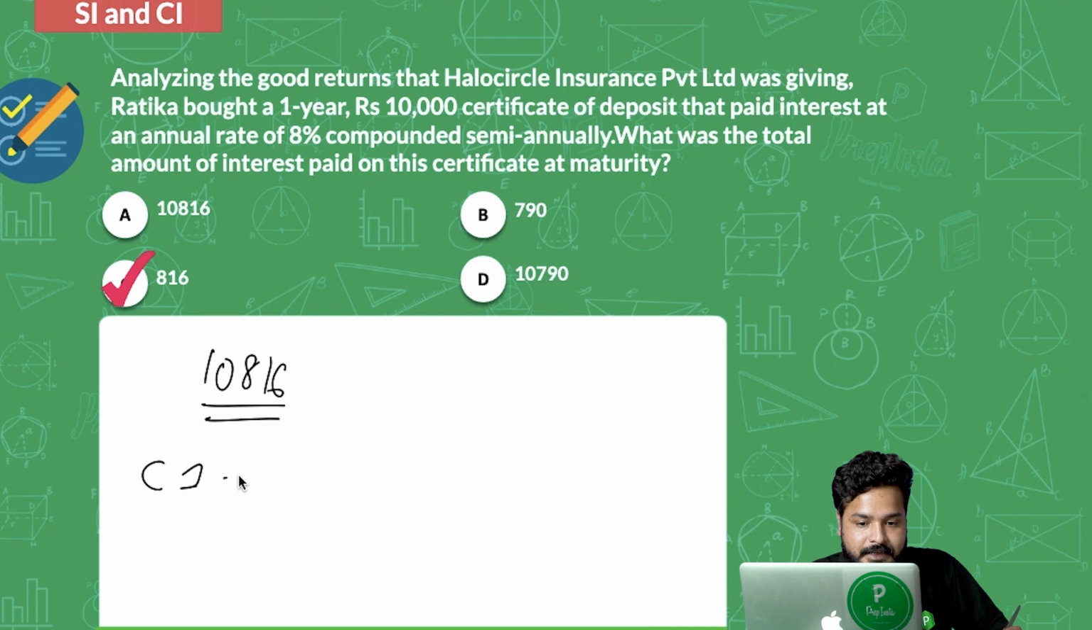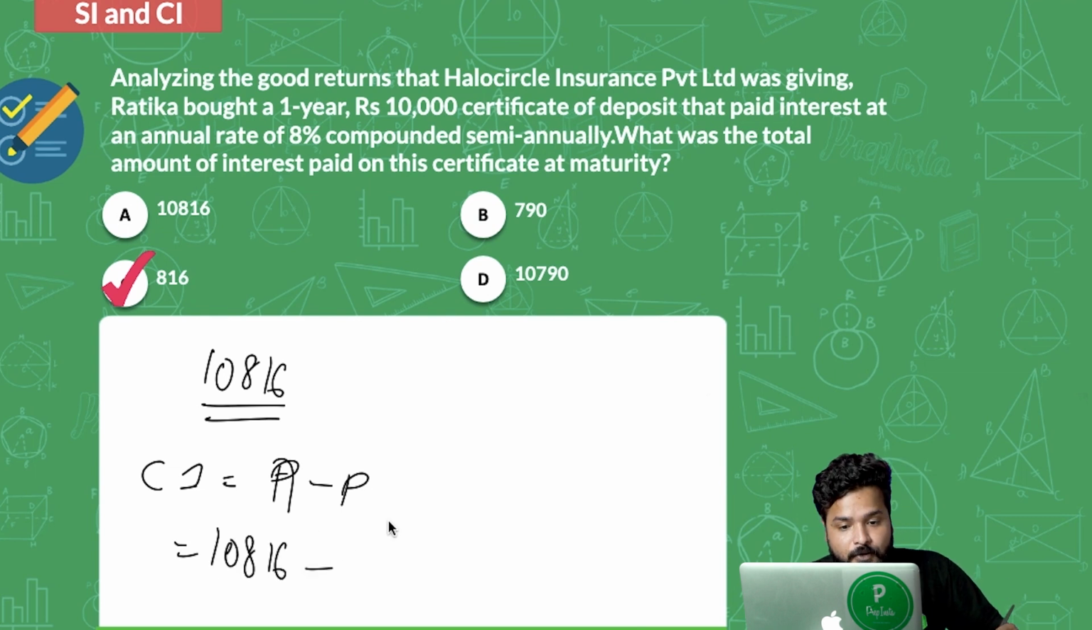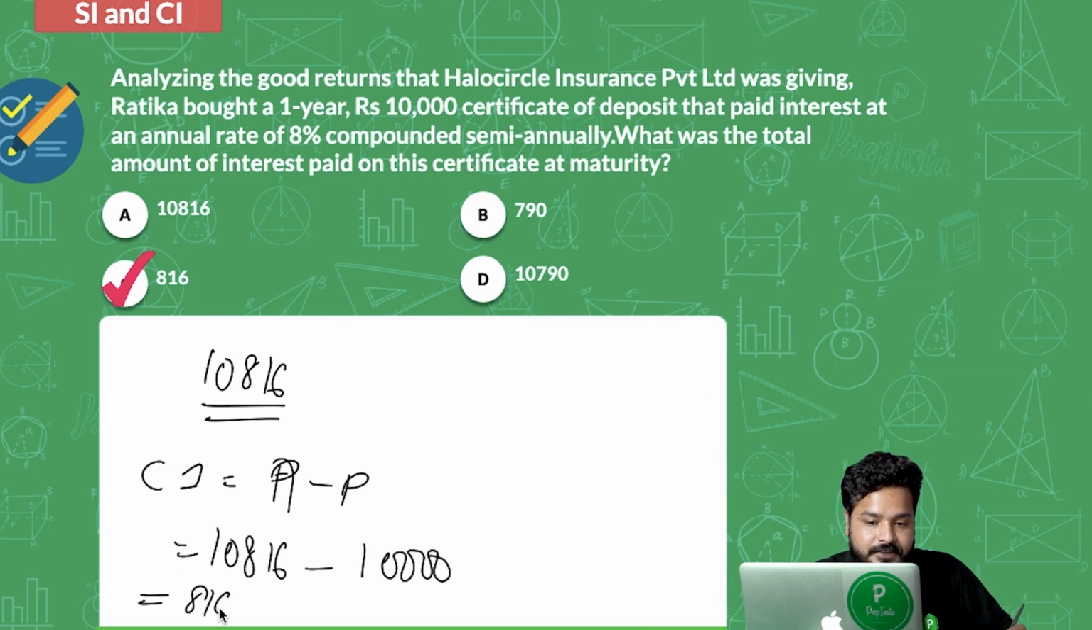The compound interest is nothing but the amount minus the principal amount. So the amount which we got is 10816 minus the principal amount, that is 10,000, right? So 816 would be your answer. So option A would be your correct answer.